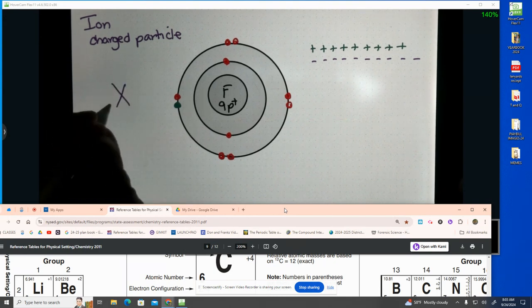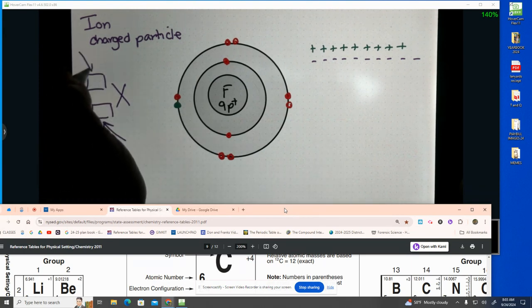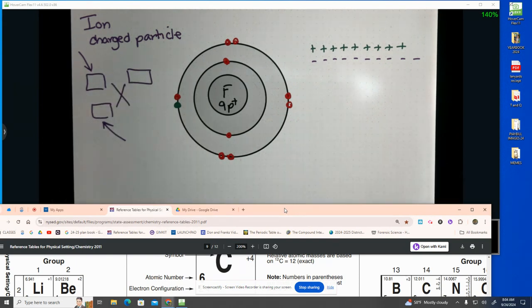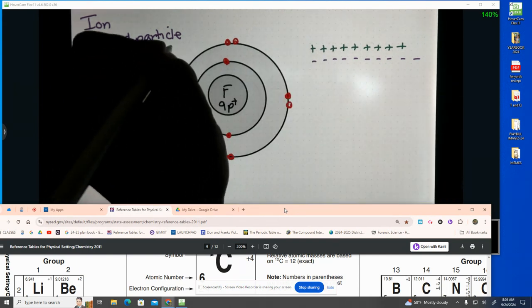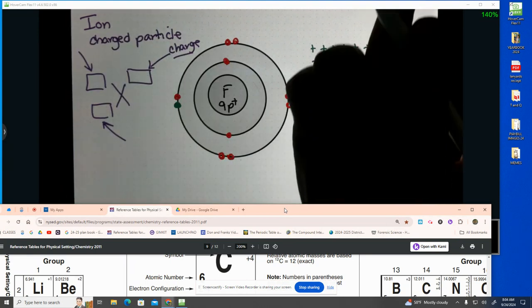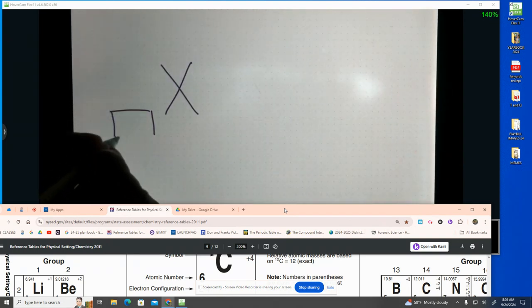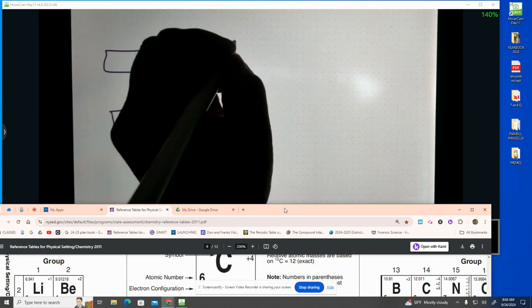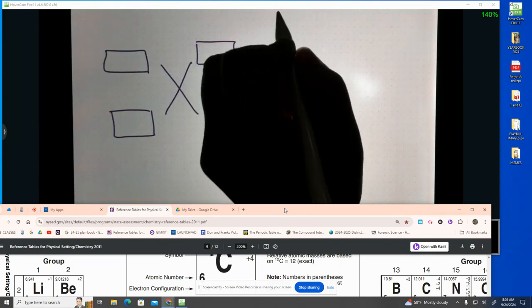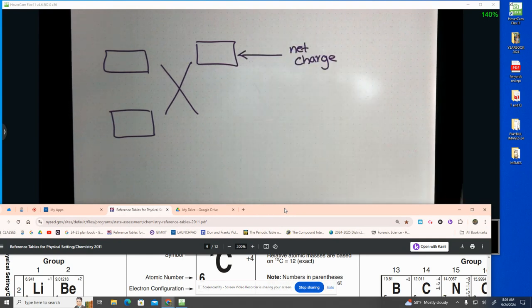Do you remember these numbers down here? This was the atomic number, this was the mass number. Well, we got one more number to put in, and that's the number in the upper right corner. And that is going to be the charge. I'm just going to redraw it on another piece of paper so you can see it bigger. So here's the atomic number, here's the mass number, and here is the net charge of that particle.